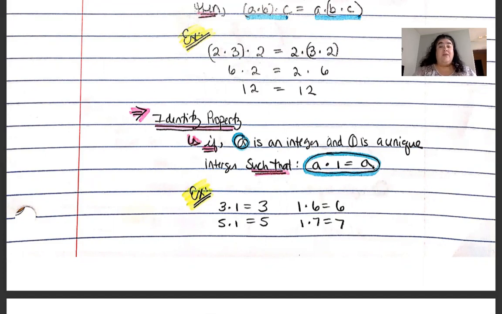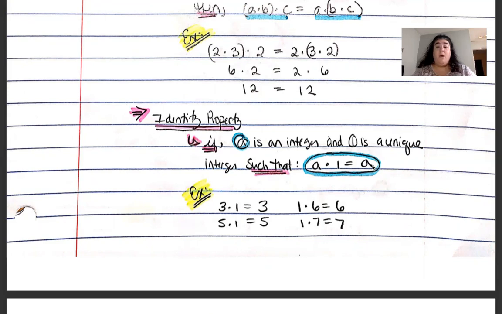Like in addition, the identity property is 0, because when you add 0 to any integer or whole number, it does not change it. So your answer, the sum, remains the same as what it was when we started. In multiplication, the identity property is 1.